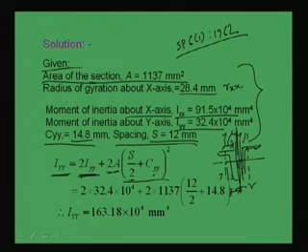So, if we put those values, IYY is 32.4 into 10 to the 4 millimeter to the 4, which is given here, and area is 1137 millimeter square for the individual section, and S is 12 mm spacing, which is the thickness of the gusset plate, and CYY is given as 14.8 millimeter.